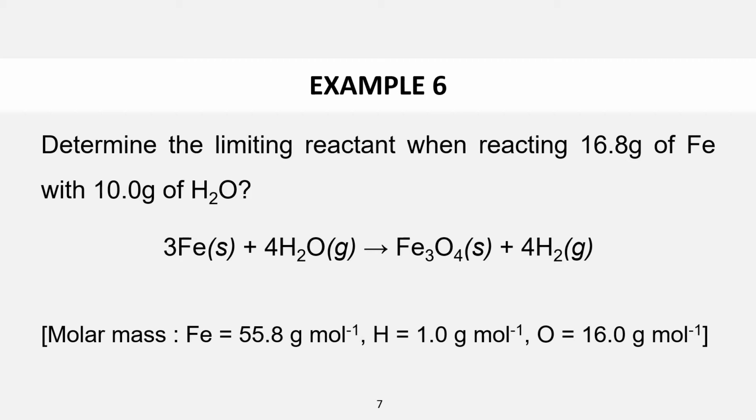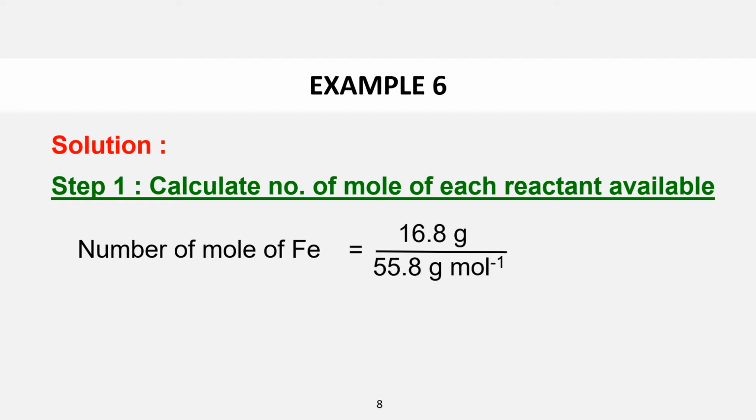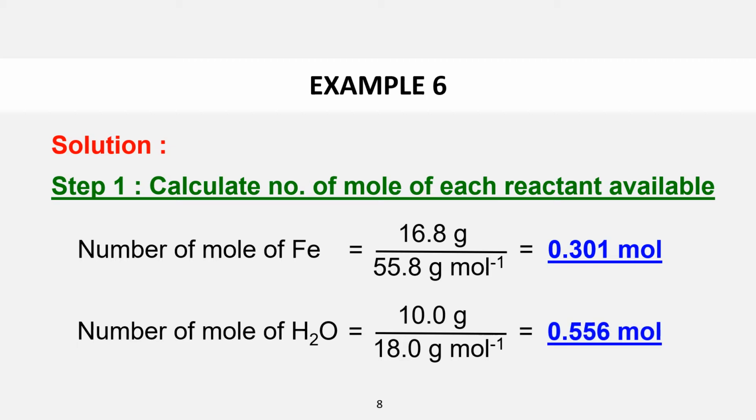Determine the limiting reactant when reacting 16.8 grams of ferrum with 10 grams of H2O. This is the given equation. From the mass given, first, we can calculate the number of moles of each reactant available. The number of moles of ferrum is equal to 0.301 mole and the number of moles of H2O is equal to 0.556 mole.